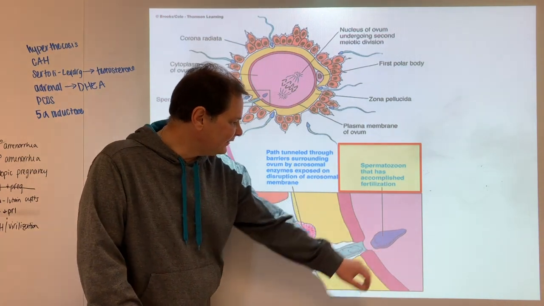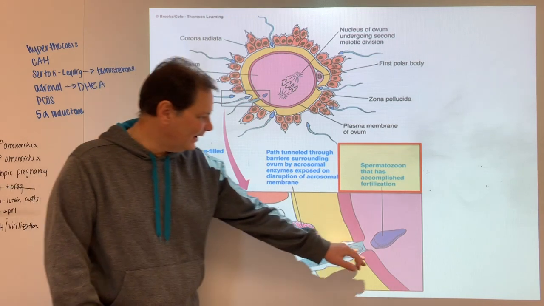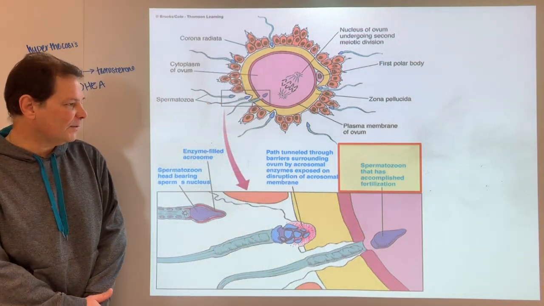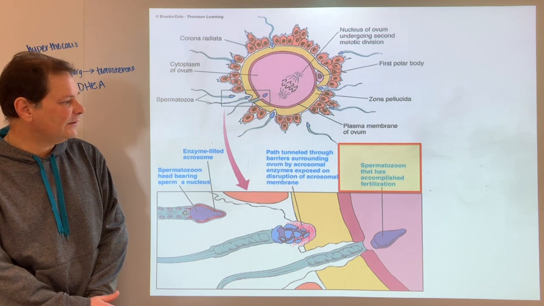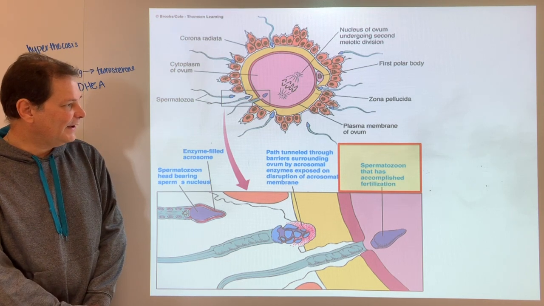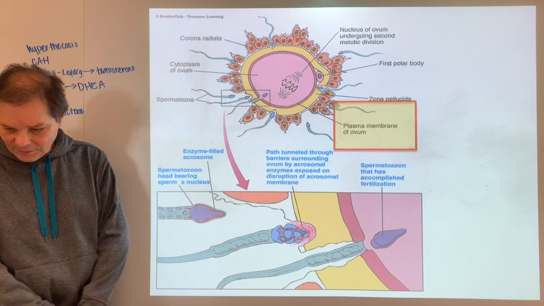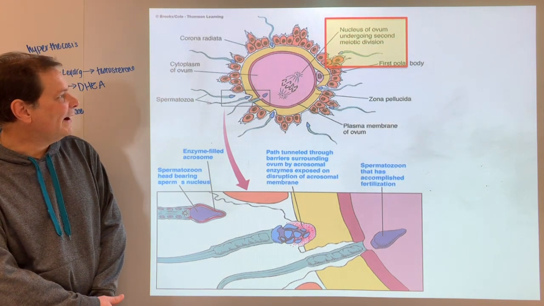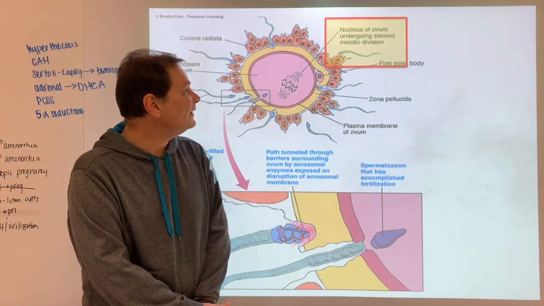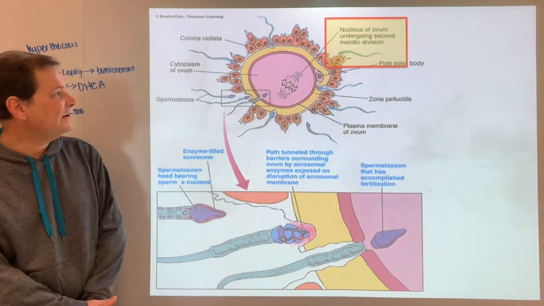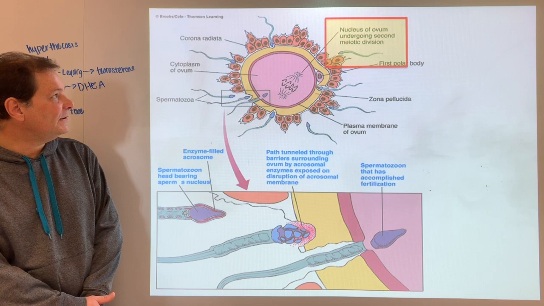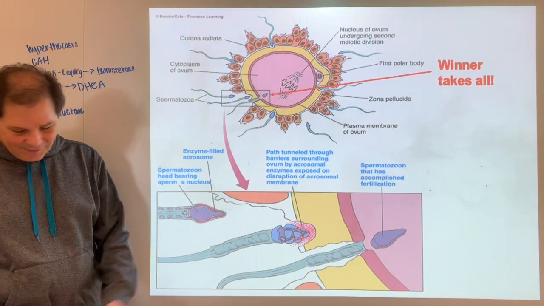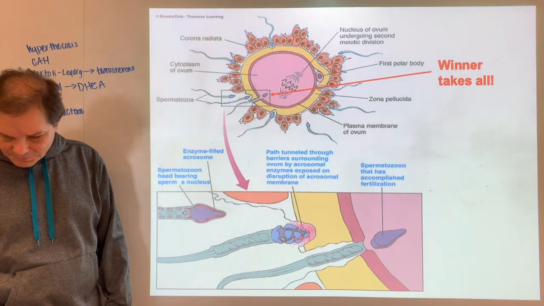fertilization takes place. The head sort of disconnects from the tail. This is, of course, where the nuclear material is. So for all practical purposes, what you're doing is injecting the nuclear material into the cell through endocytosis. The second meiotic division is initiated with the fertilization, and your second polar body will appear once that happens. And of course, winner takes all, right?